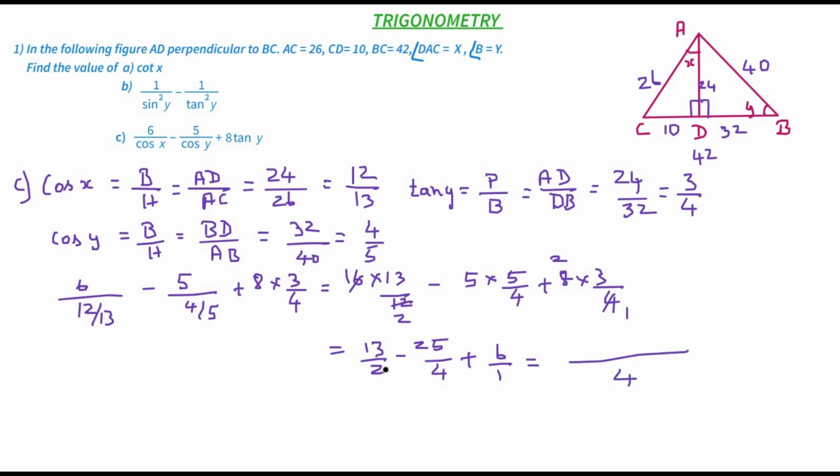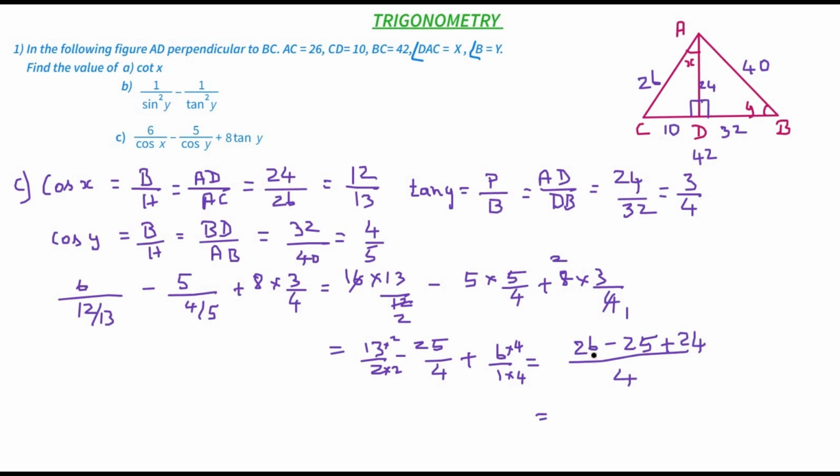Since the LCM is 4, we will multiply this by 2 and this also by 2 to make it 4. So 13 times 2 is 26. And 4 we need not multiply anything, it's already 4, so this minus 25 will remain as such. Since here it is 1, I will multiply by 4, and here also I'll multiply by 4. 6 times 4 is 24. There is a plus sign here, so I'll put plus. Be careful with your signs. Now 26 minus 25 plus 24. So this is the expression we have got.